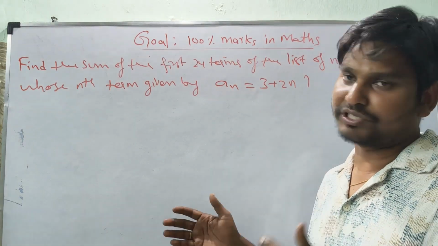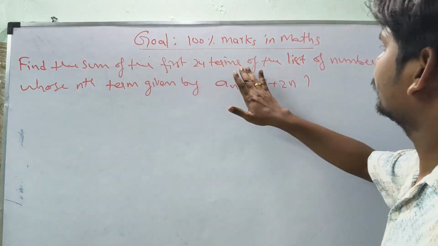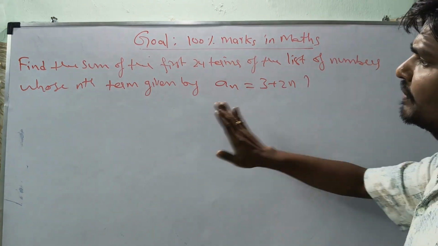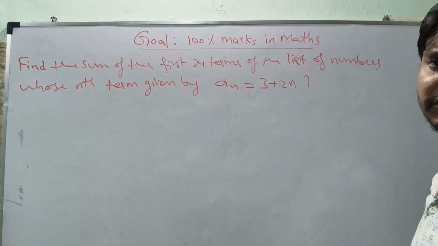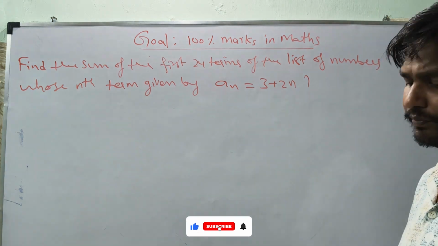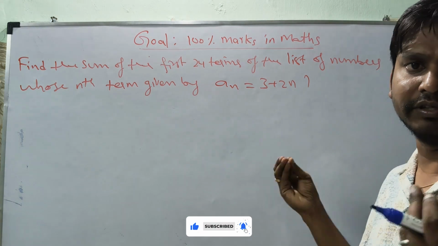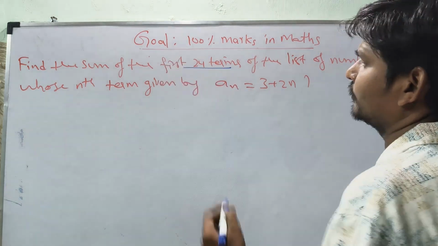Okay, we move on to the next question, that is, find the sum of the first 24 terms of the list of numbers whose nth term is given by an is equal to 3 plus 2n. So here given an is equal to 3 plus 2n. From this you may get a1, a2 and so on, a24. Why? Because they are asking for the first 24 terms only.